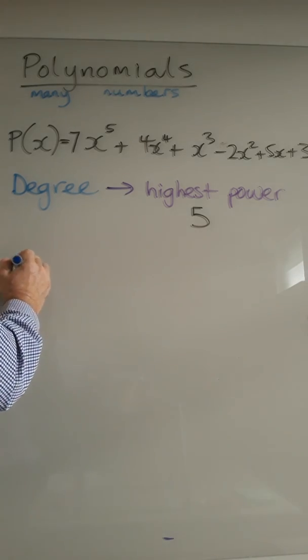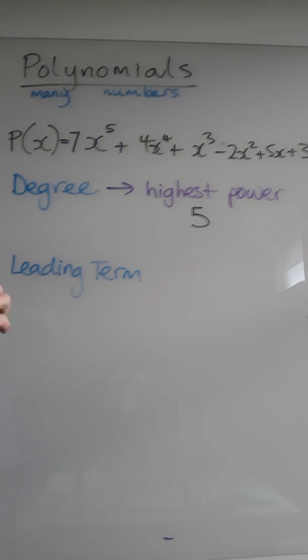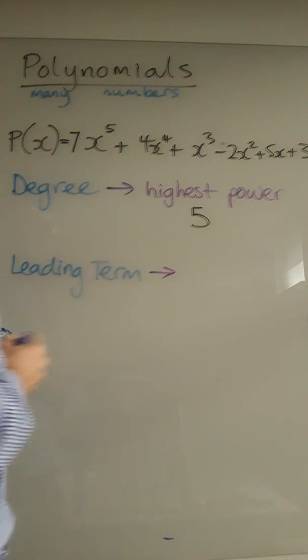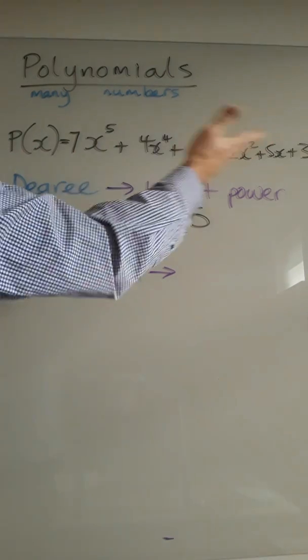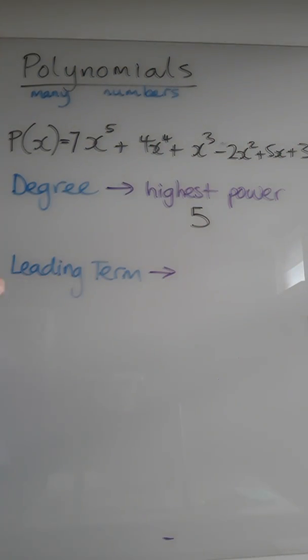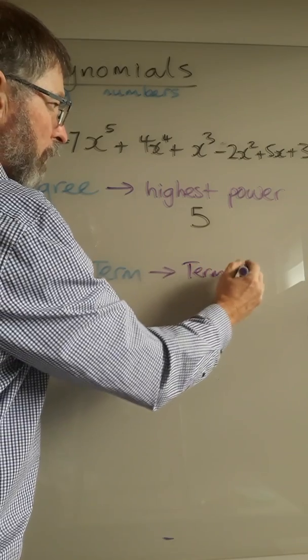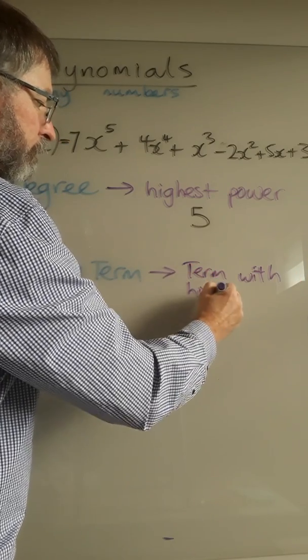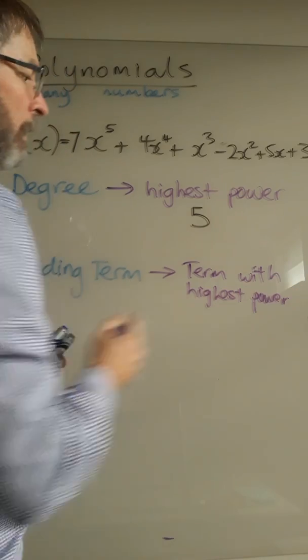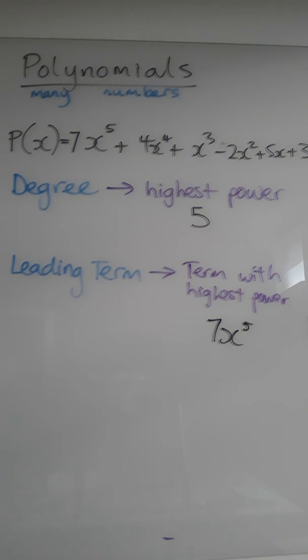What about the leading term of this polynomial? It's not the term that's at the start, it's the term with the highest power. So when written in the standard form, highest power down to the lowest power, then it's easy to see, but just be careful because it's the term with the highest power. The term here with the highest power is 7x to the power of 5. That's the leading term. What about the leading coefficient?